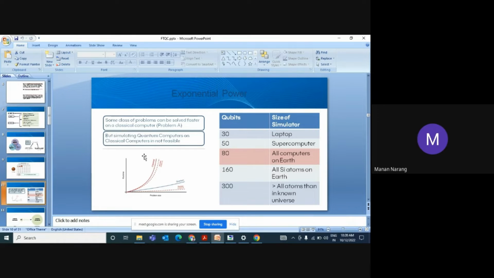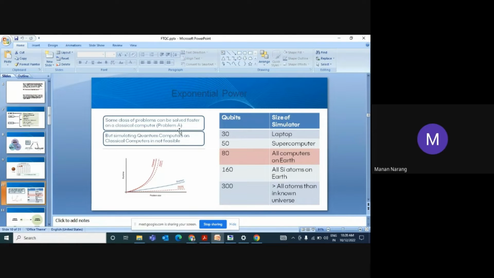Right now we have 30 qubit quantum computers, 80 qubit quantum computers, and we cannot simulate more than 30 qubits on classical computers. That is where we have already reached the limit of classical computing. If we combine all the computers on earth, we would have the same computational power as an 80 qubit quantum computer. And like I said earlier, with more than 300 qubits, even if we combine all the atoms in the known universe, that would be the exponential computational space of that.